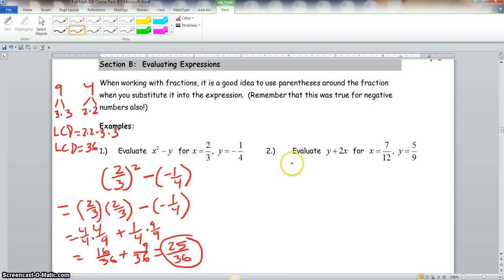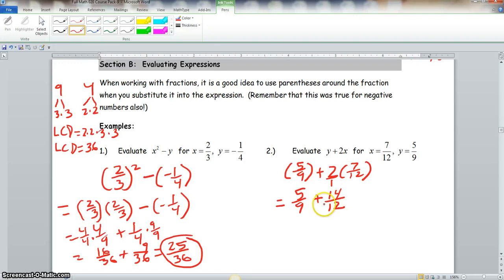We have y is 5/9 plus 2 times x is 7/12. Now, you notice that I substituted in parentheses, which you're supposed to always do. So we bring down our 5/9, because there's nothing we can do in here, and there's nothing multiplied or squared to it. And then plus 2 times 7 over 12. Remember, this is the same as 2 over 1. So that would give us 14/12, because 2 times 7 is 14, and 1 times 12 is 12.